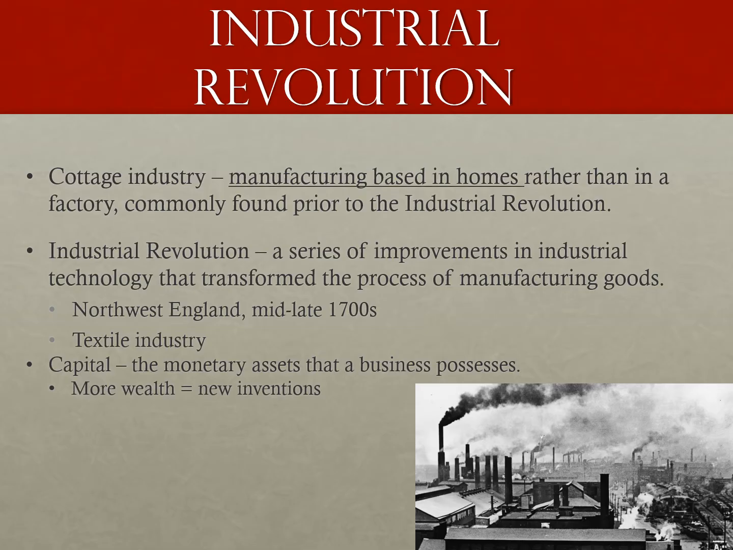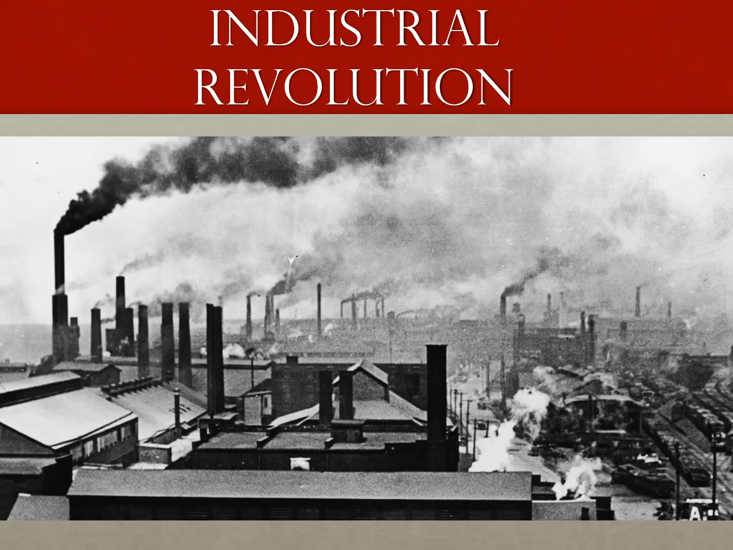So what was the Industrial Revolution? It was a series of improvements in industrial technology that transformed the process of manufacturing goods. So basically, the cottage industry was when goods were manufactured in the home, often by hand by skilled artisans. The Industrial Revolution shifted manufacturing to factories, which could mass produce goods using machinery.